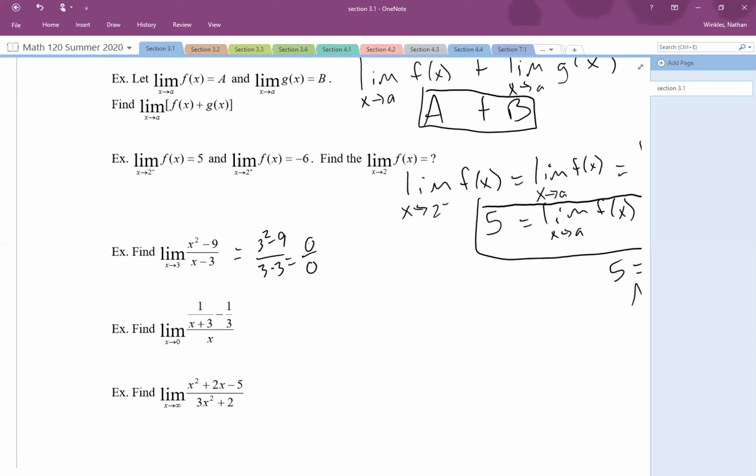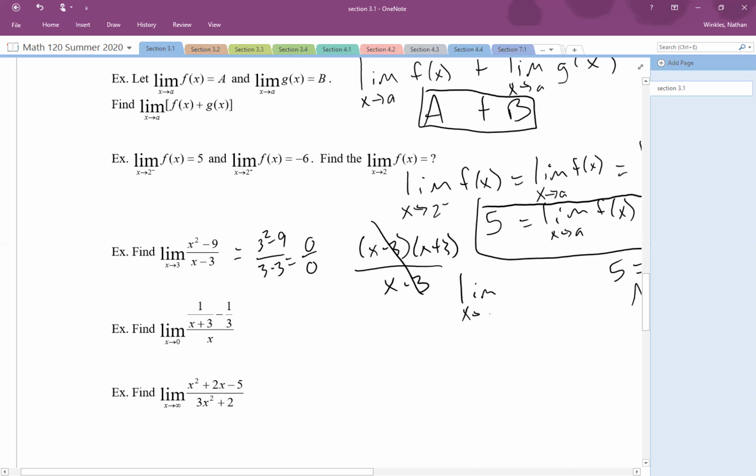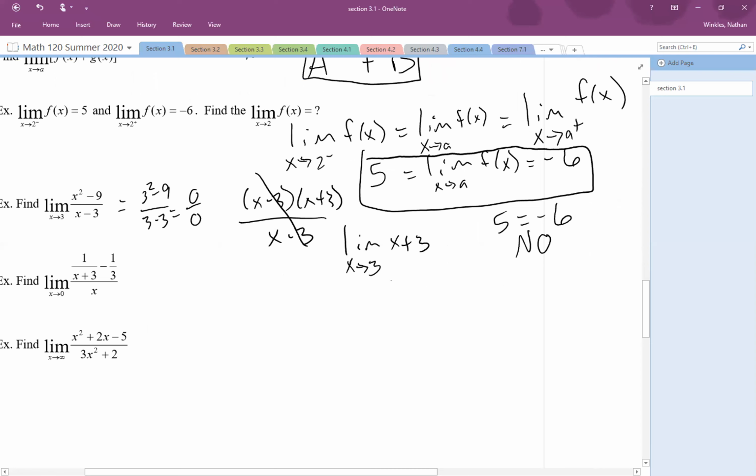All right, so obviously we could divide out, we could factor out. So let's start by trying to factor. So the numerator would factor to x minus 3, x plus 3 over x minus 3. X minus 3's cancel, so we would have the limit as x goes to 3 of x plus 3. Then we could plug in 3 plus 3 gives us 6. So in other words, our answer is 6.